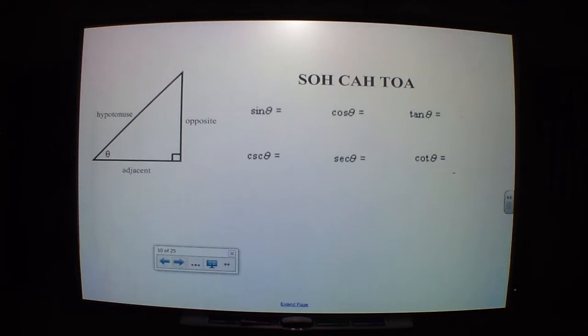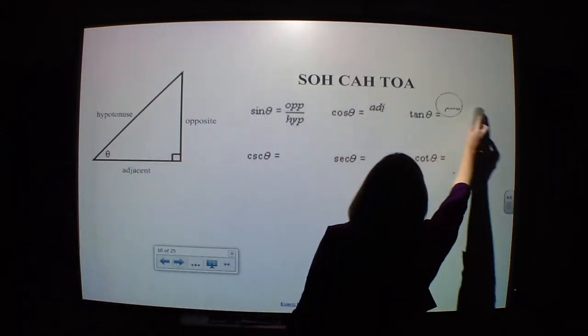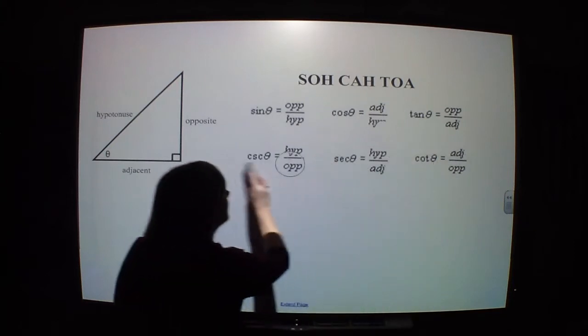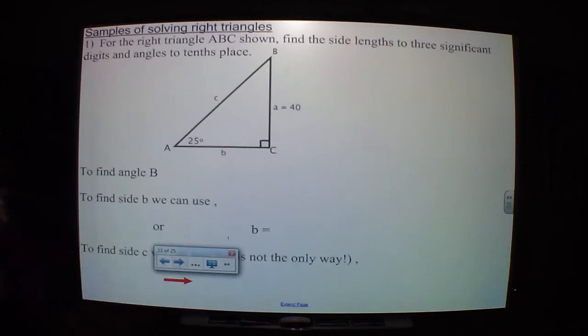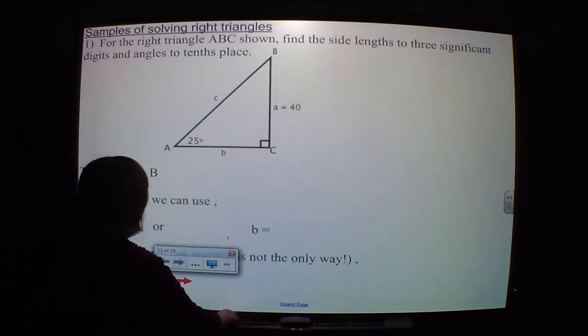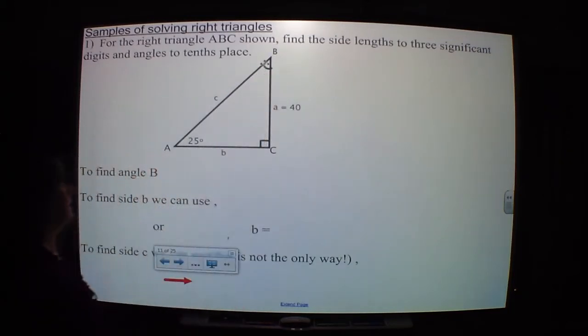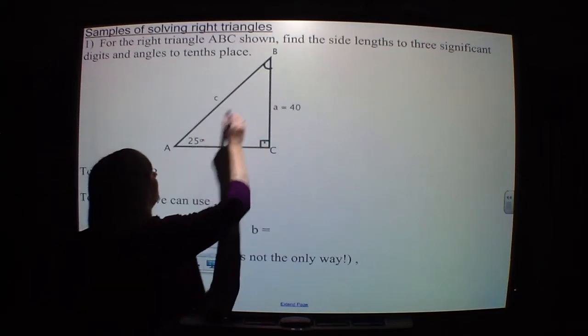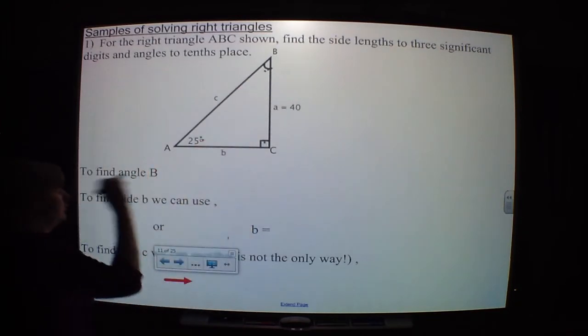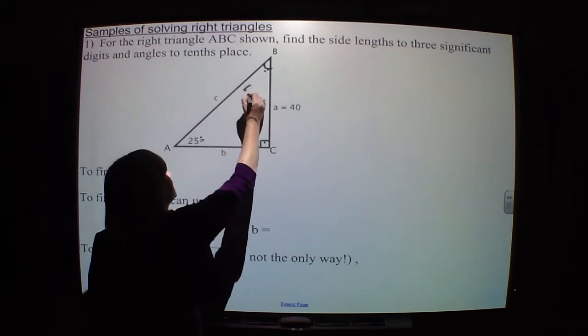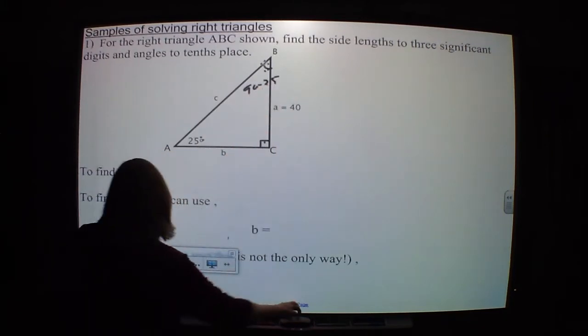Remember SOHCAHTOA? Don't forget, and this is just a refresher, and you should know this all by now. So for right triangle ABC shown, I want to find what we're missing. Okay? So let's find what we're missing. The easiest thing to find first is angle B, because the sum of the three angles is equal to 180, so the sum of these two equals 90. So angle B, I could just do 90 minus 25 and get 65.